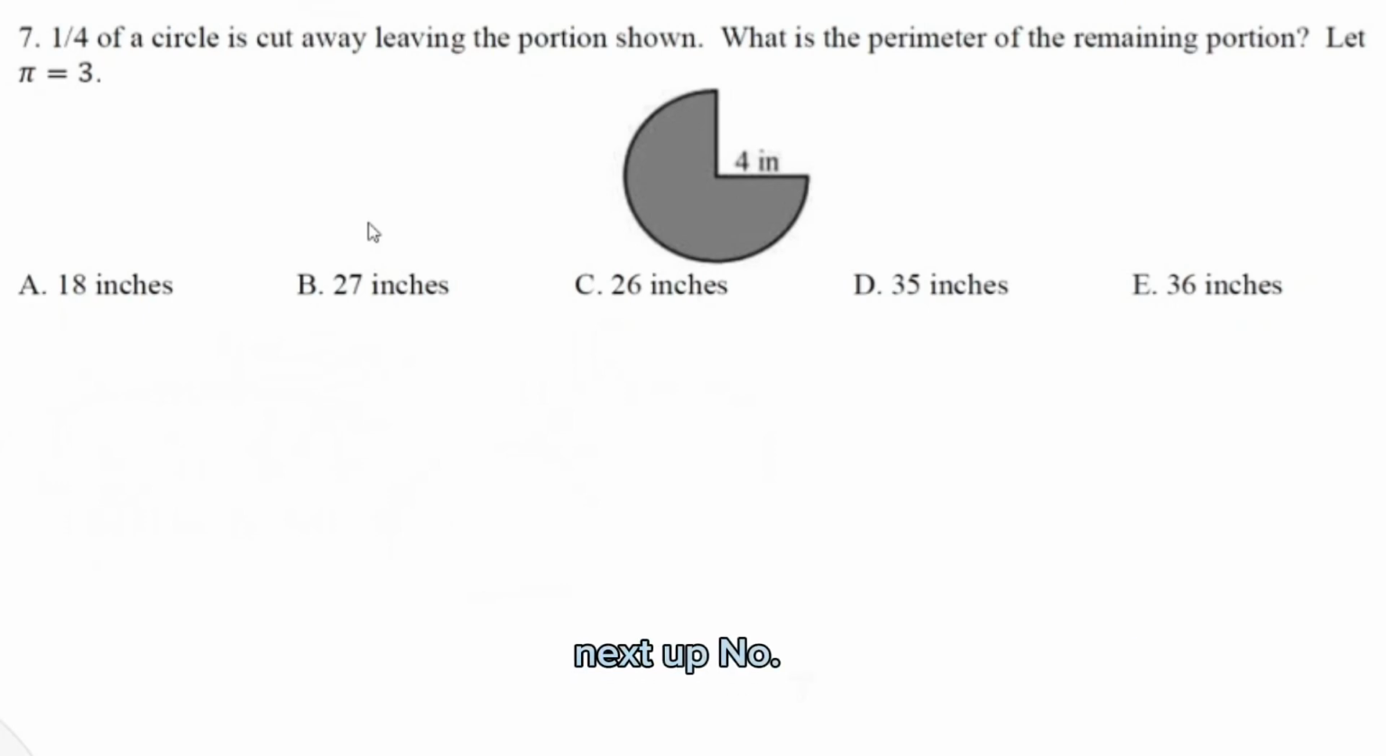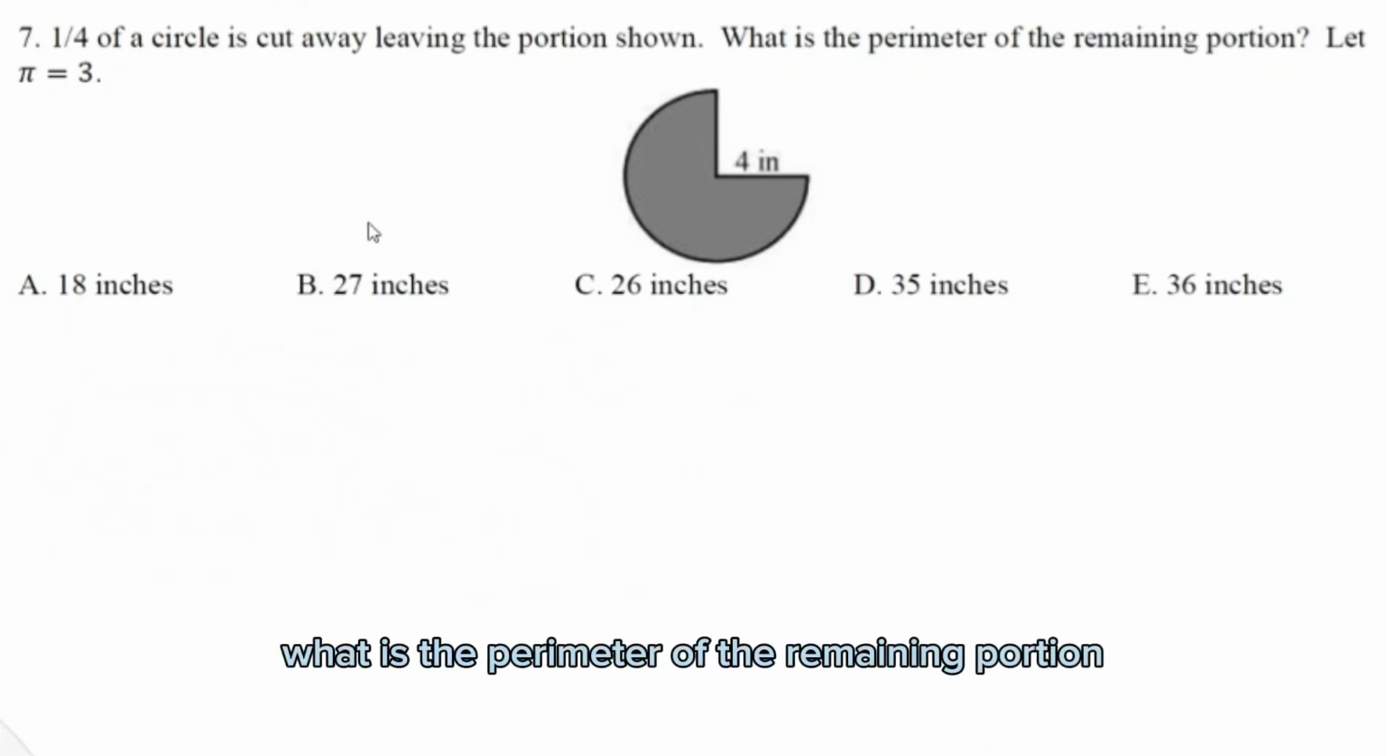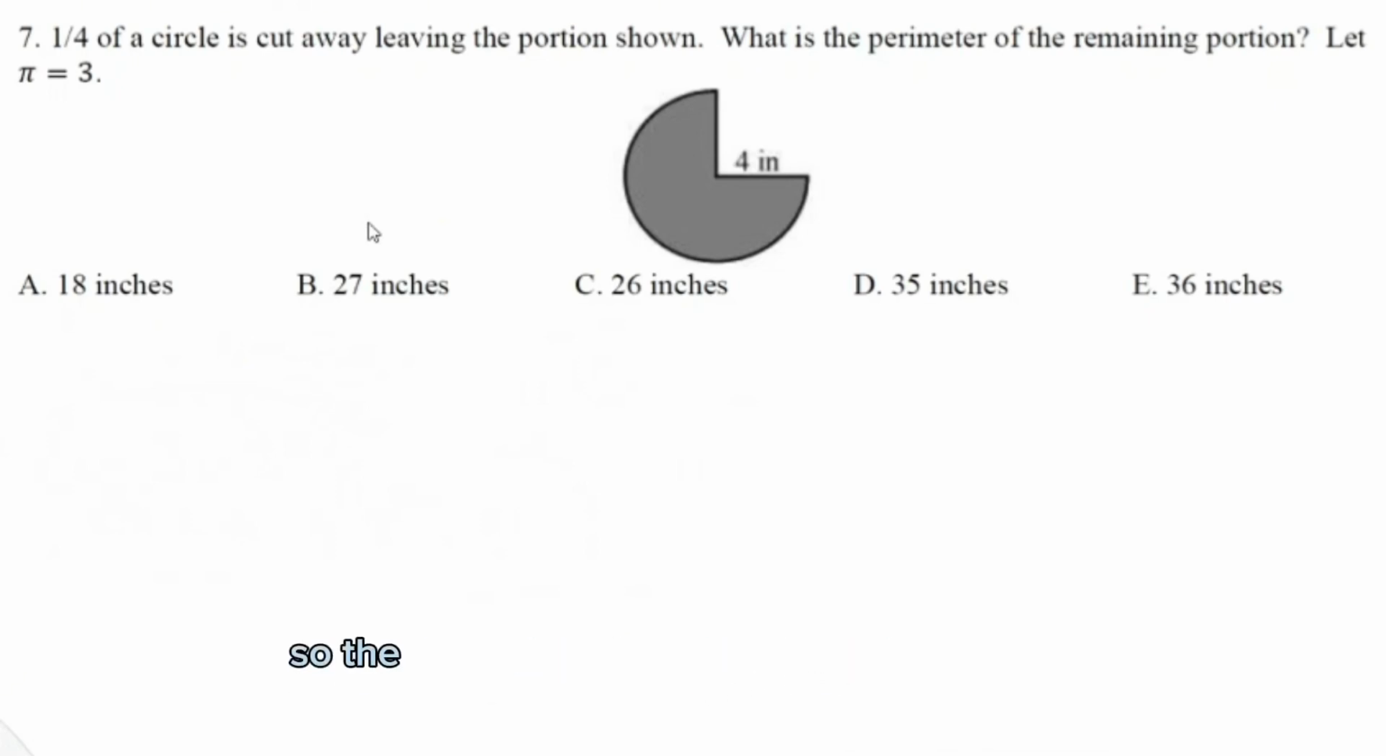Alright, next up, number 7. 1/4 of a circle is cut away, leaving the portion shown. What is the perimeter of the remaining portion? Let pi equal 3. Alright, so the first thing we need to do is figure out the approach.